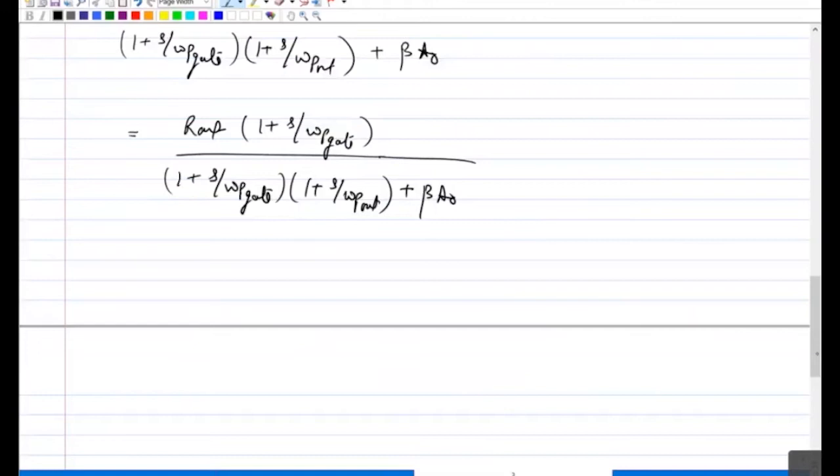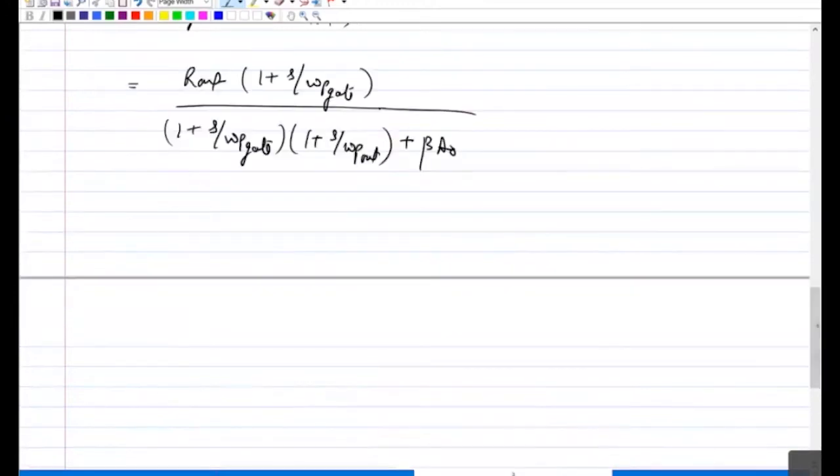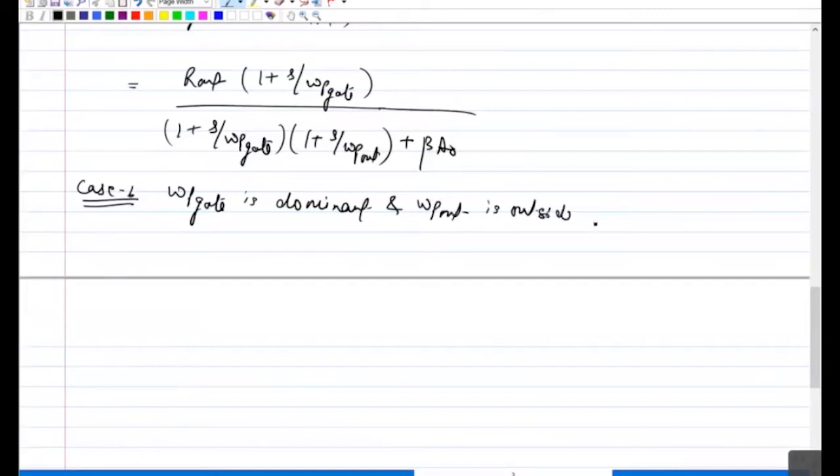So let's say, first you need to consider what compensation you have. So case one: omega P gate is dominant and omega P out is outside omega UGB. Okay. So which one will be dominant?